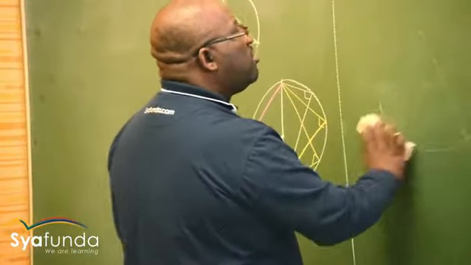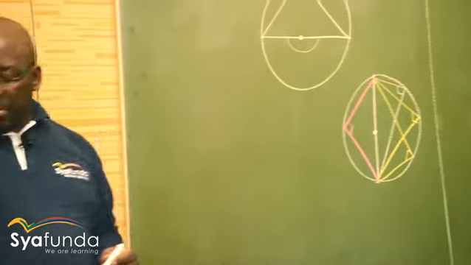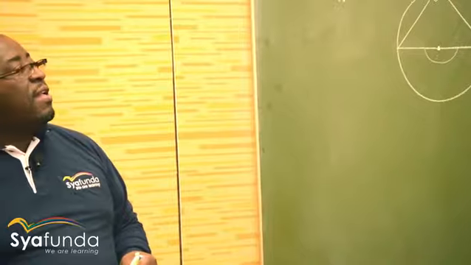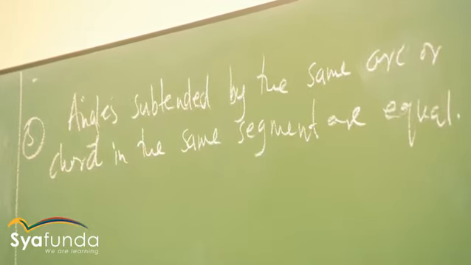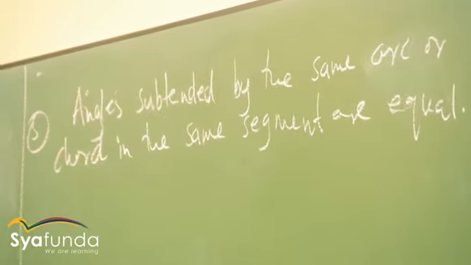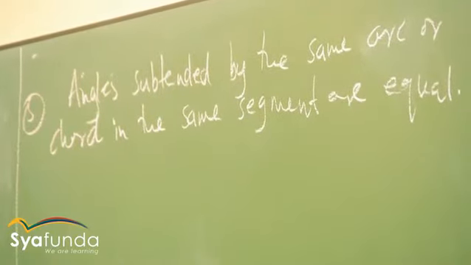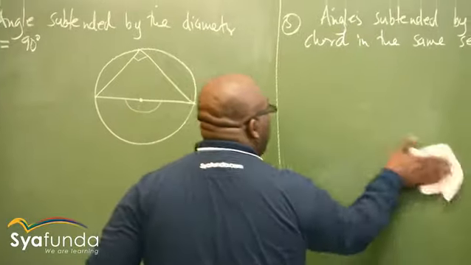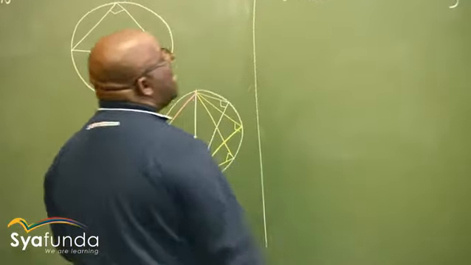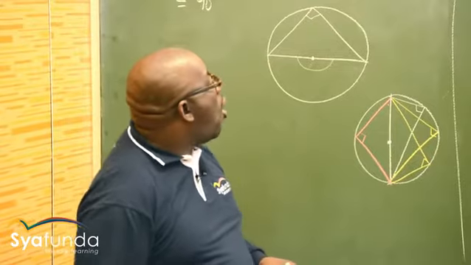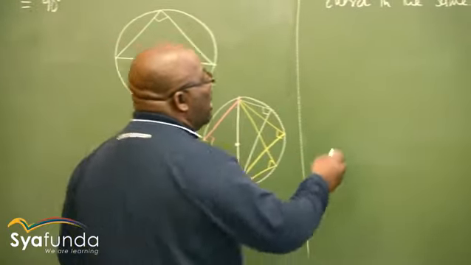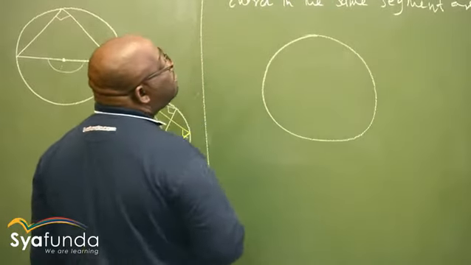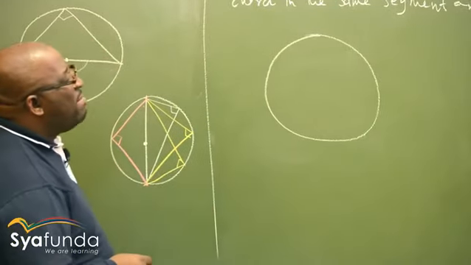I want us to move on to the next one. This next one says, angles subtended by arc. Angles subtended by the same arc or chord in the same segment are equal. Let's create that scenario and see what this theorem is saying. Remember, this is circle geometry. It deals with the circle. Angles subtended by the same arc or chord.